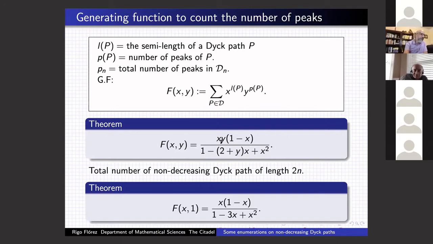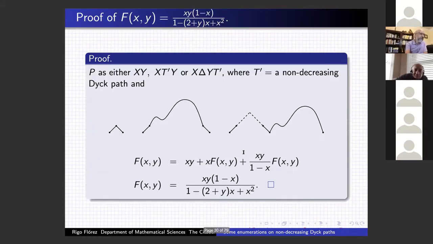And for the generating function, when we set this equal to one, we obtain the total number of non-decreasing deep paths. Here, this is the generating function. Okay, let's see how is the proof of this generating function. You remember how we decomposed the path before? We decompose the path in two ways. One is we have all paths that don't have any valley at the ground level, and the other path that they have at least one valley at ground level is here.